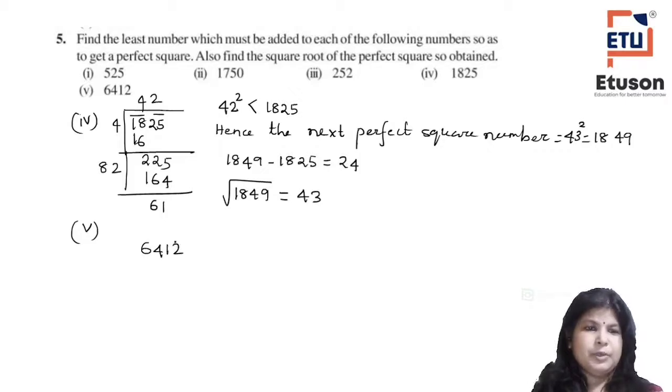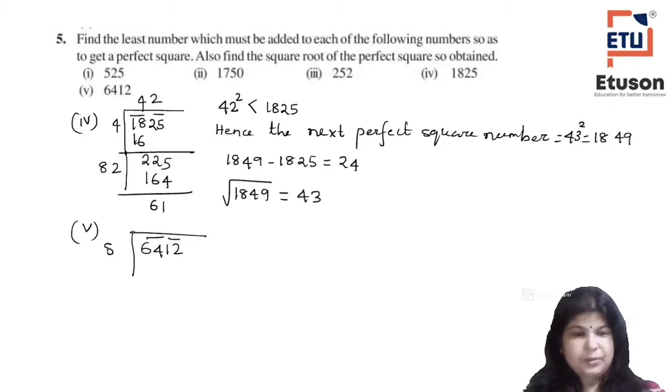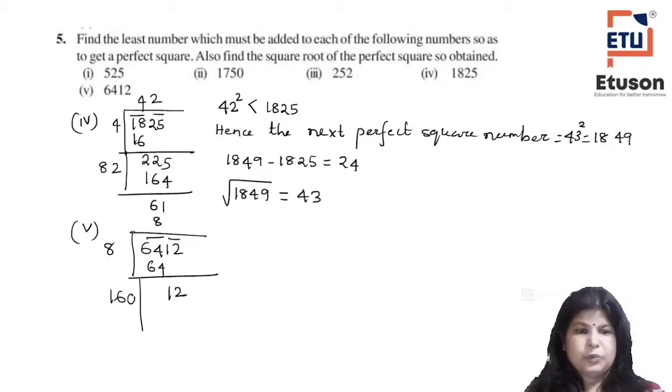So you have number 6412. Let us pair it. So you have 8 square is equal to 64. You get 12. Then 8 into 2 is 16. So maximum you can take is 0 and 0, and the remainder is 12. Right? So from this it is very clear that 80 square is less than 6412.